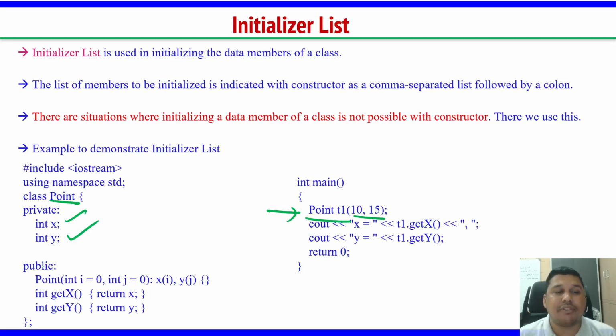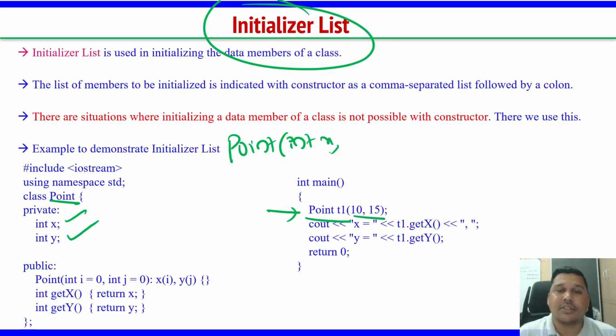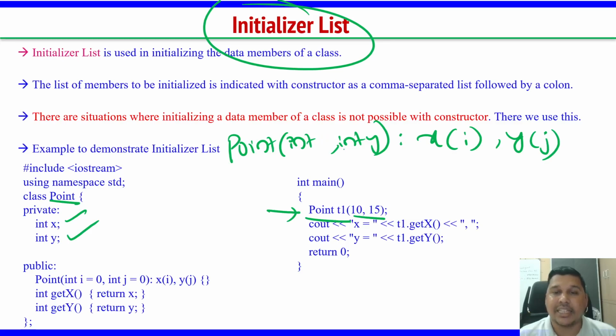Generally, in public we should have a parameterized constructor, but instead of using a parameterized constructor, I am using the concept of initializer list. How am I doing that? You can write it like this: Point(int i, int j) : x(i), y(j). I and j are temporary values, where x and y are the actual private values.